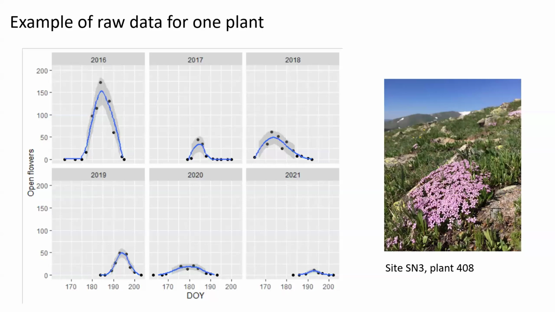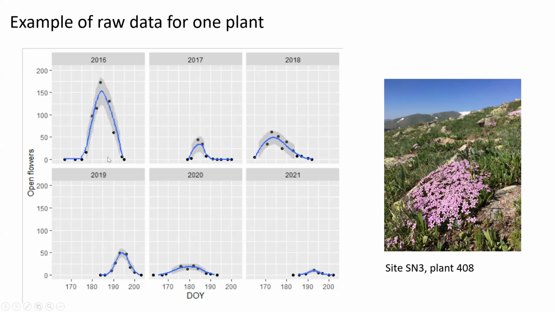I also just quickly wanted to show, you all have been working with a fairly aggregated data set to make it a little bit more manageable. So I wanted to share what the raw data that we're actually recording in the field looks like. For every individual plant, we're going out every 2 to 3 days and counting how many flowers are open on that day. And this is an example for just one of our plants, number 408, what that looks like in each of those 6 years.